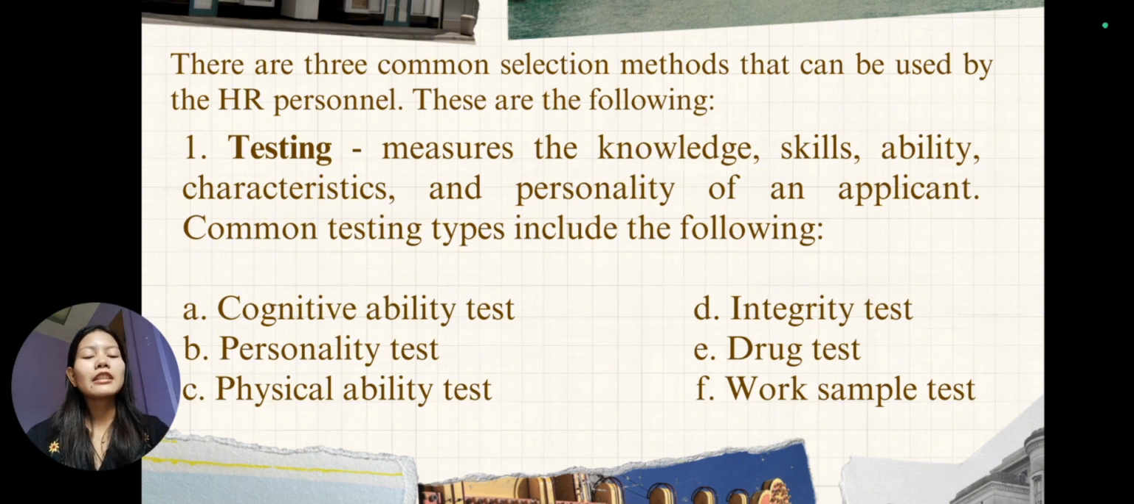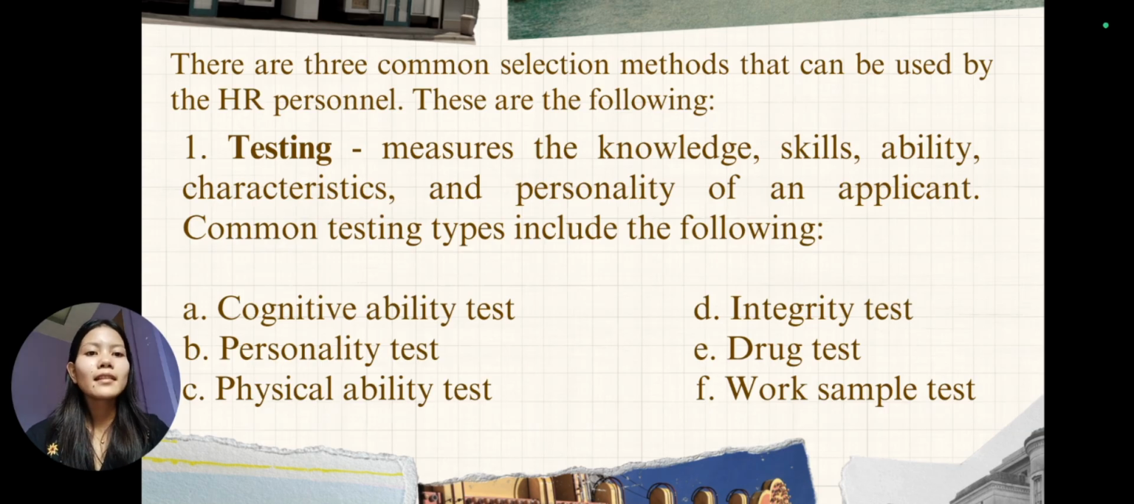First, cognitive ability test. It measures thinking, reasoning, and problem-solving skills. For example, pangutanon ang applicant og about sa math problem and logic test. So, next is personality test. It measures behavior and character. It tests kung friendly ba ang applicant or dili ba siya dali masuko sa mga applicants pod.